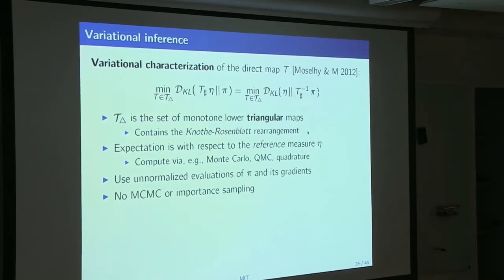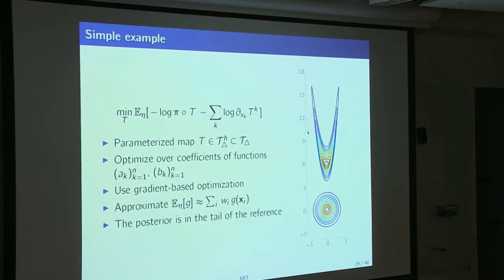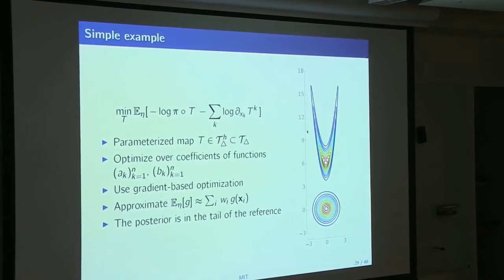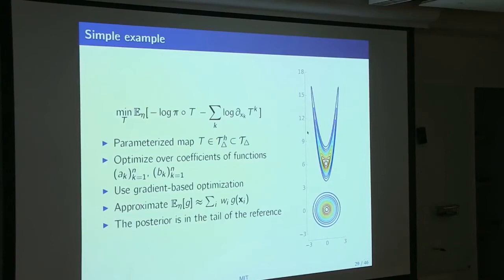So let me give you kind of a cartoon of what this thing looks like. This is the reference, this is standard Gaussian. This is the target, and I just wrote down the target. Is it a Bayesian posterior or not? It's just a target distribution. Now, this is the objective, just kind of transformed in some way, and I'm going to optimize over the coefficients of some parameterization of the map.